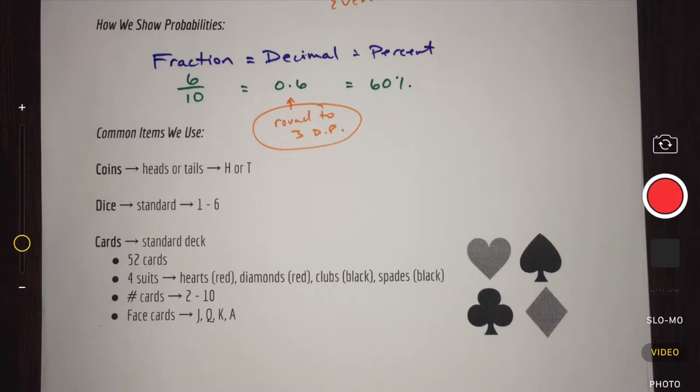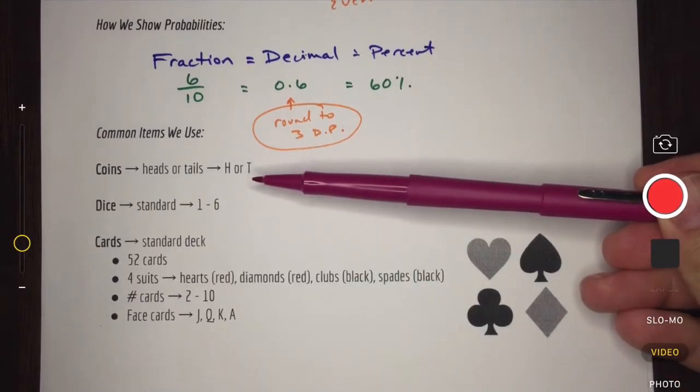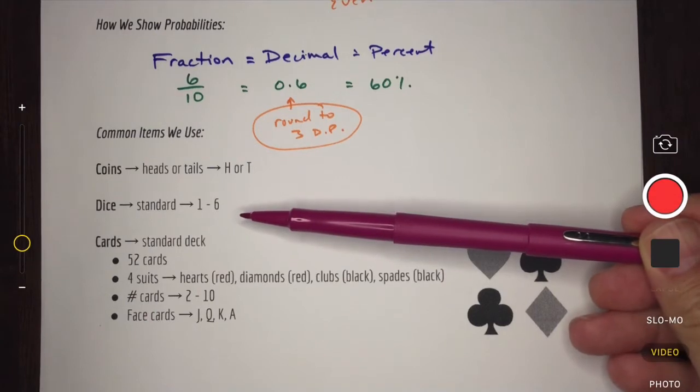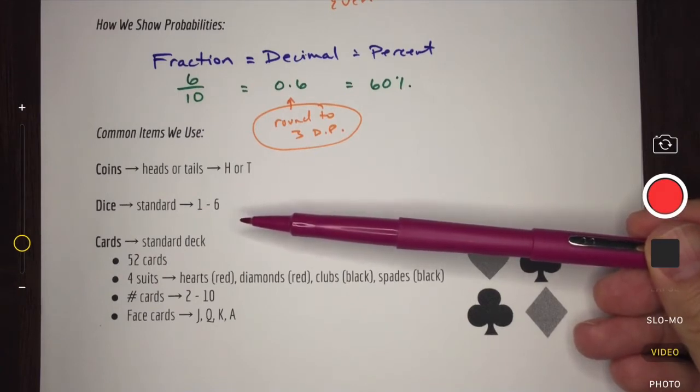If I'm using a standard coin, I can flip it and I'm either going to land on heads or tails. We can abbreviate that really simply by H for heads, T for tails. If I'm using a standard dice, a 6-sided dice, we've all used those before, I can roll a number between 1 and 6. Each side has a different number or a different number of dots.